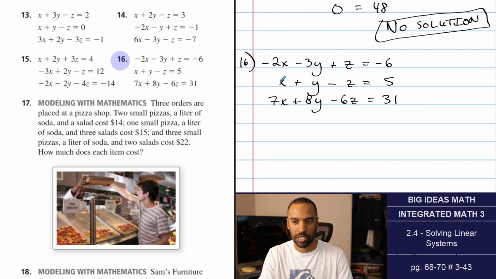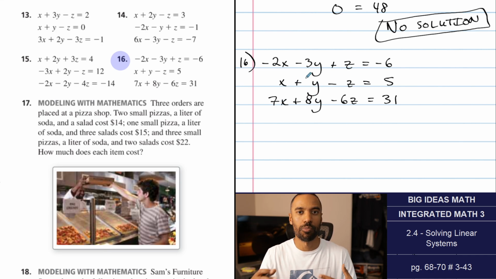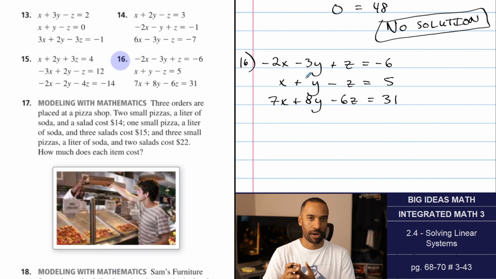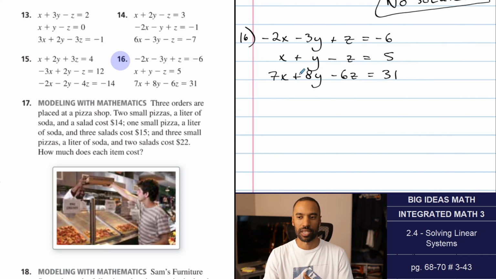If I want to eliminate x's or y's, not only would I have to multiply by one set to get it eliminated, but to multiply by the other set to get eliminated, I have to multiply by a negative. It just takes more work. It sets you up for more possible error. Z's are best set up for this one.